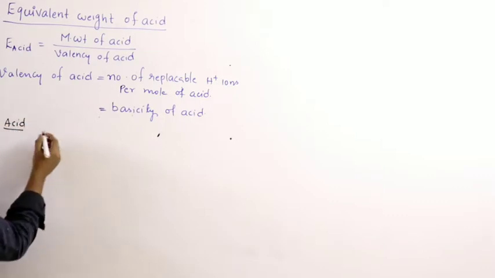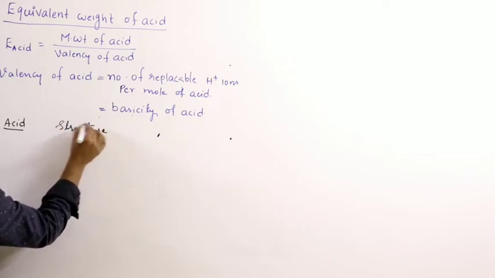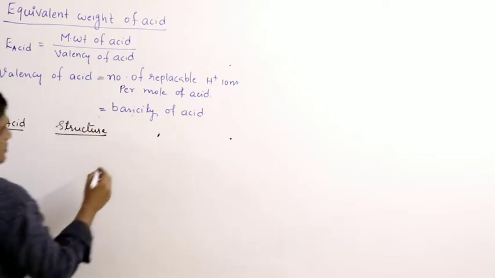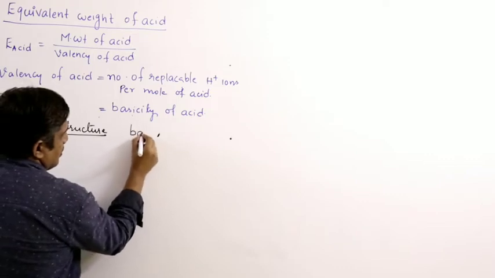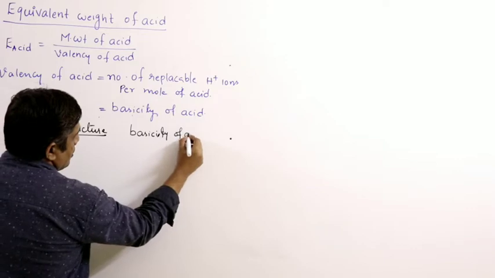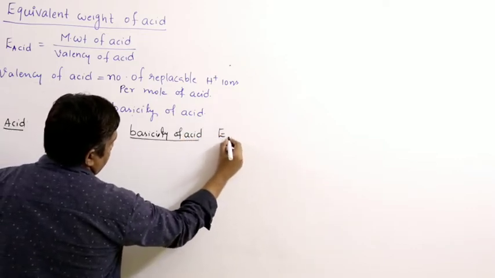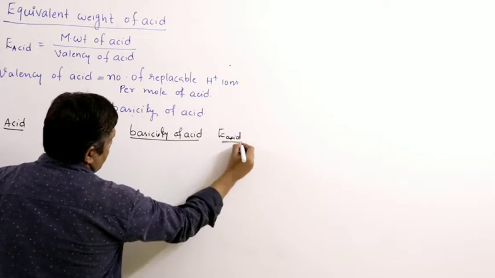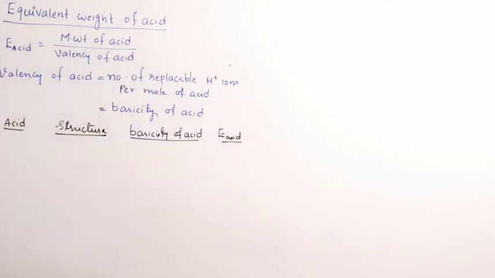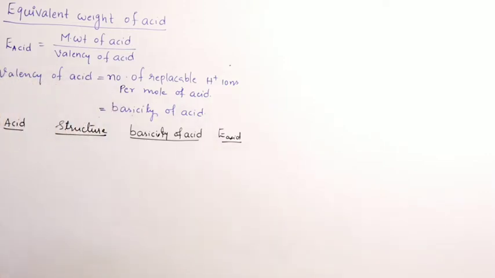writing some examples. Here itself I will explain. Acid, structure of the acid, basicity of acid, equivalent weight of acid. Let us take HCl.